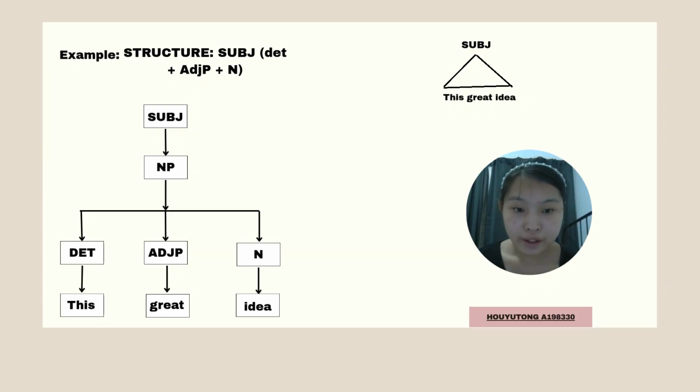Okay, let's look at this example. For example, in the sentence, this great idea will change everything. The subject is a noun phrase, this great idea. Let's break it down. Determiner is this. Adjective phrase is great. Noun is idea. So the structure is subject, determiner, adjective phrase, noun. By learning this pattern, we can build more complex and descriptive noun phrases.